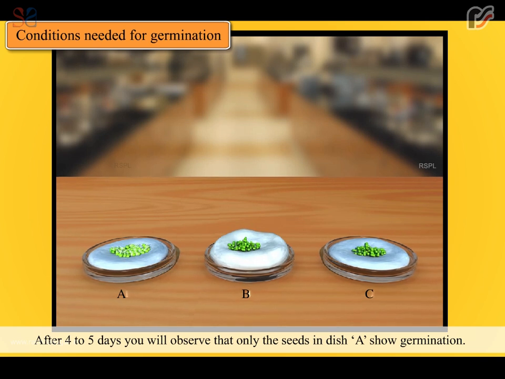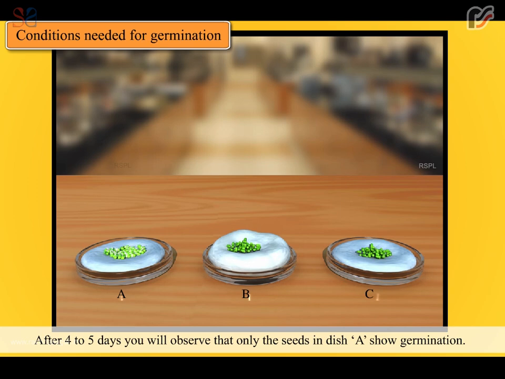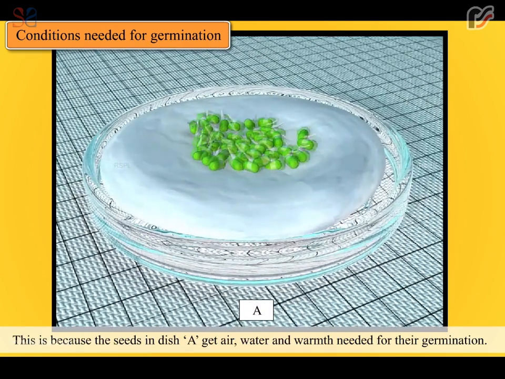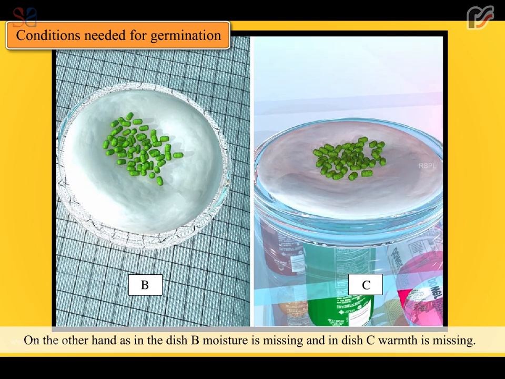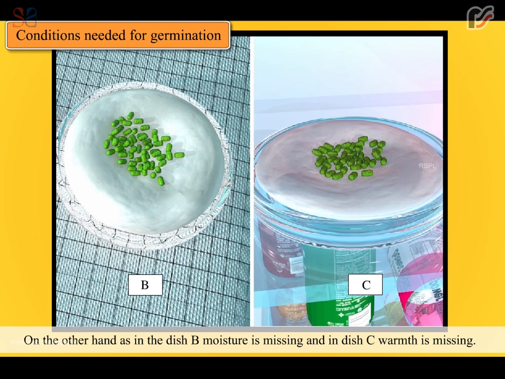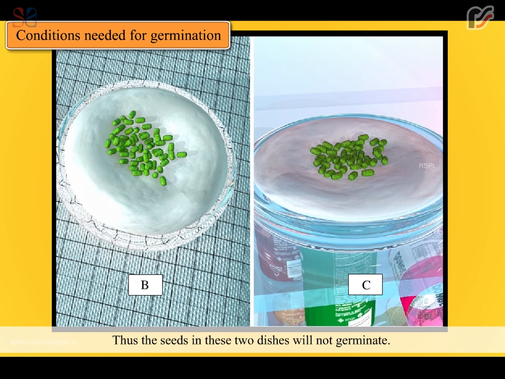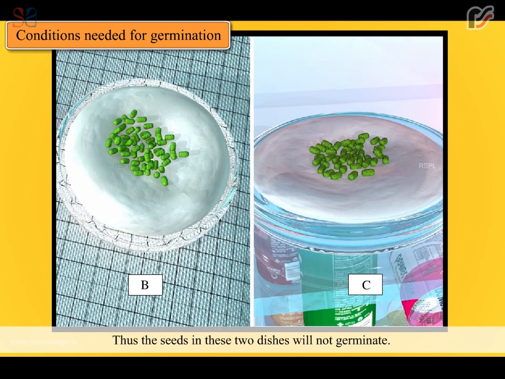After 4 to 5 days, you will observe that only the seeds in dish A show germination. This is because the seeds in dish A get air, water and warmth needed for their germination. On the other hand, in dish B, moisture is missing, and in dish C, warmth is missing. Thus, the seeds in these two dishes will not germinate.